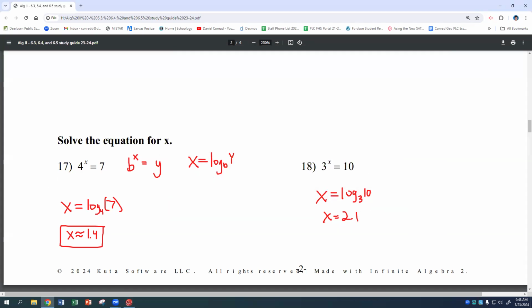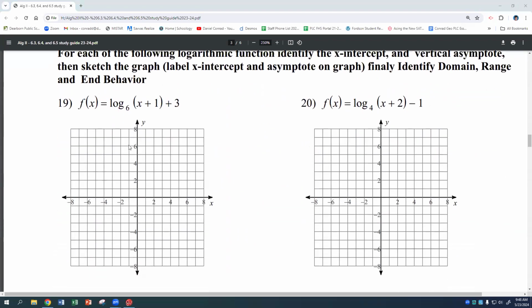All right, I'm not going to do all 6 graphs, but we can do a couple of them. Okay, so let's do the first one here. All right, so there's 3 basic steps. The first is we're going to do the asymptote.